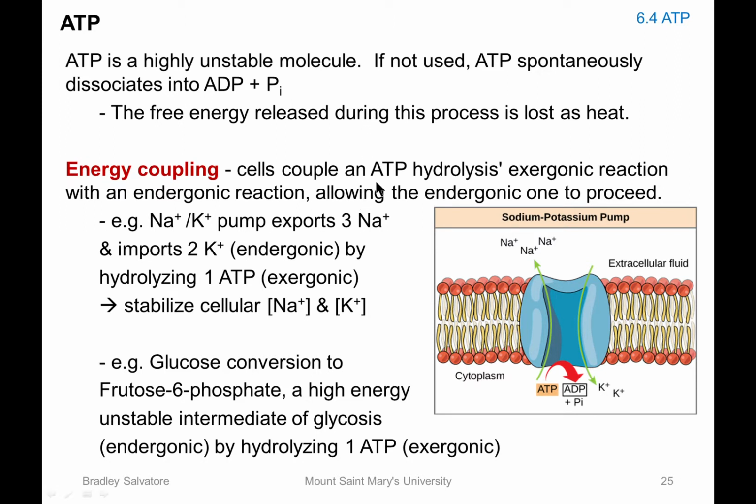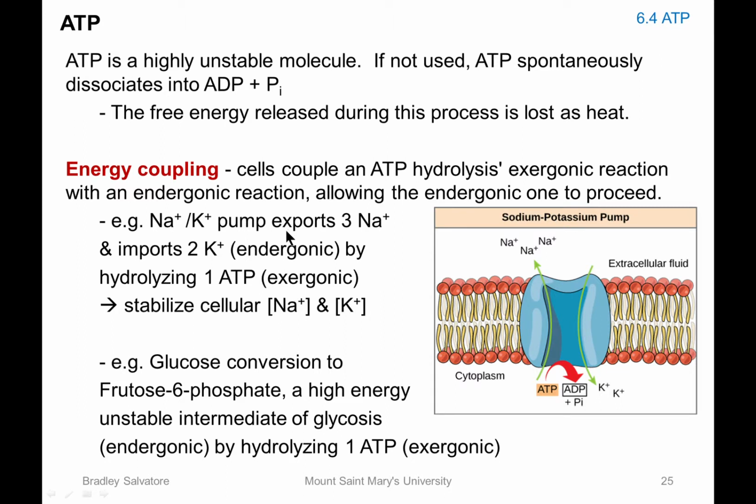So in our cells, we actually use this ATP hydrolysis and couple that with another endergonic process, or a process that requires an input of energy in order to perform work. So this is your friendly sodium potassium pump that you've seen before. Our Na+/K+ pump will export 3 sodium ions outside of the cells and import 2 potassium ions into the cells. That process is an endergonic process.